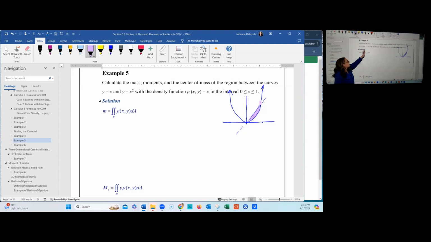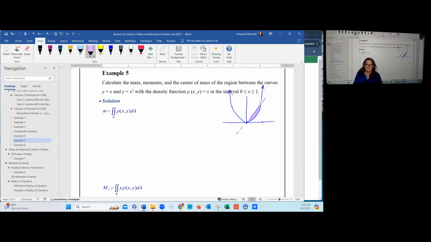So the mass, of course, is just going to be the density function in a double integral. The moment with respect to x is y times the density function in the double integral. And the moment with respect to y is x times the density function. So go ahead and pause the video while you work this one out, and then turn it back on and we'll compare our results.